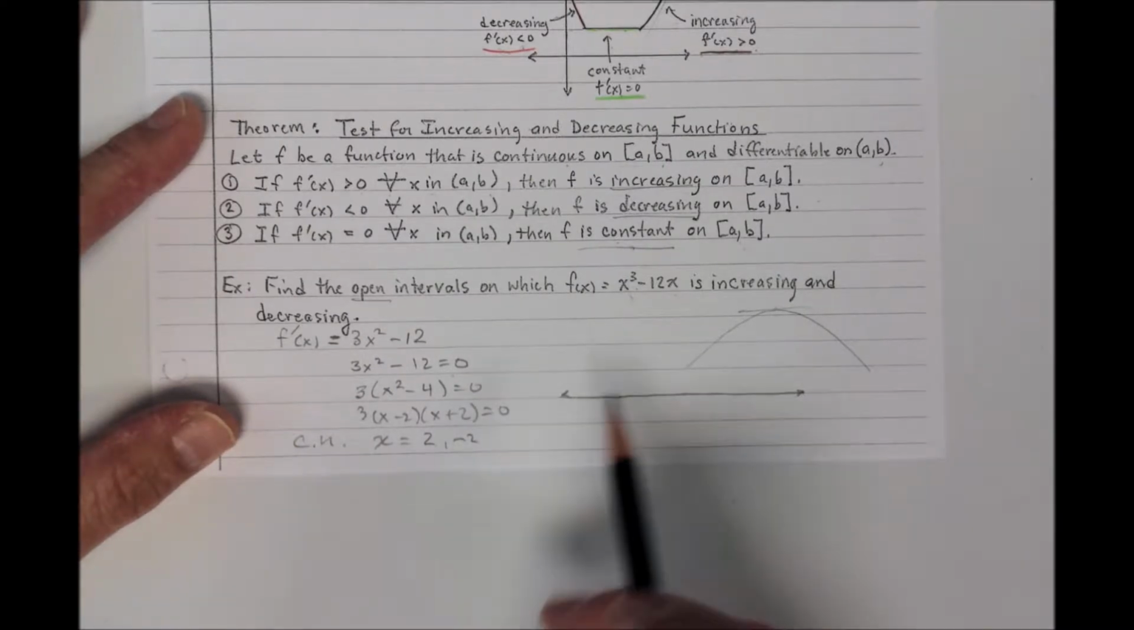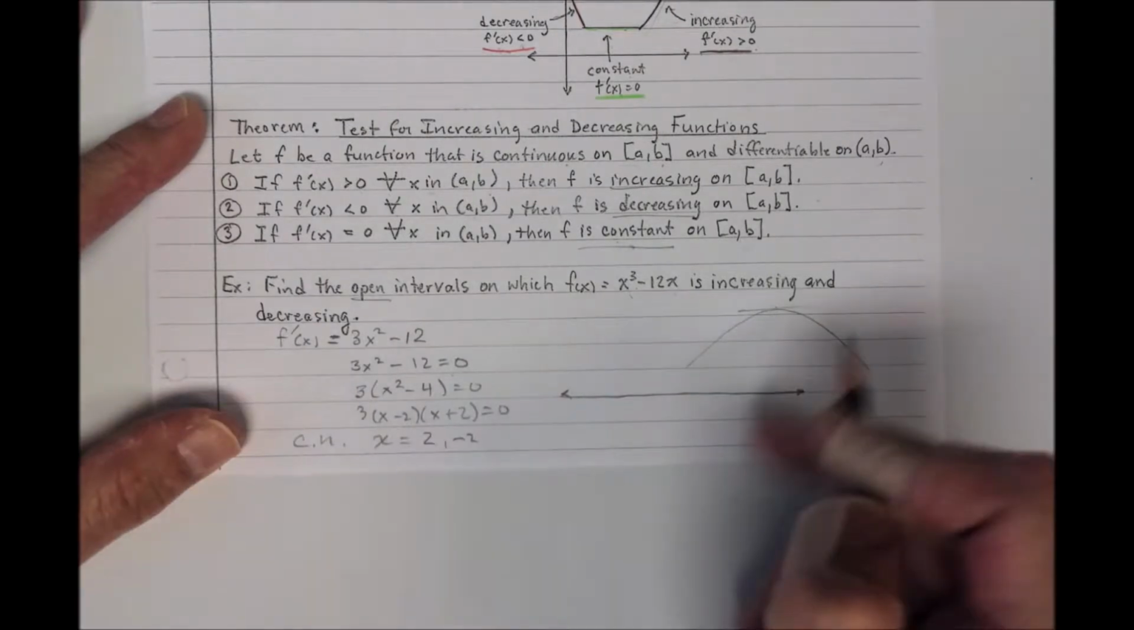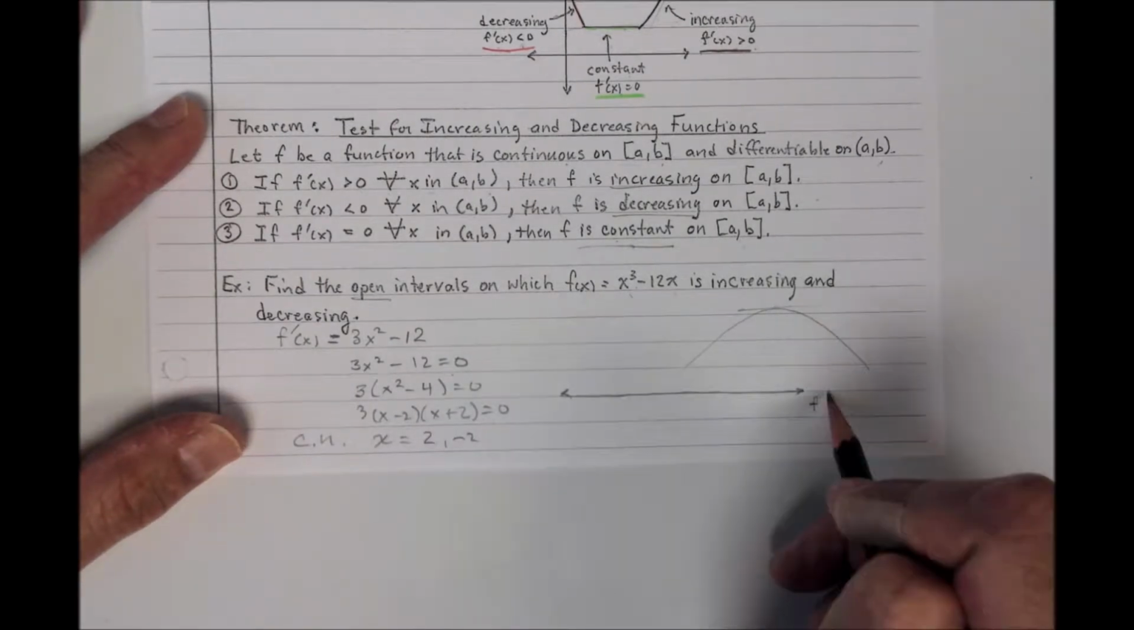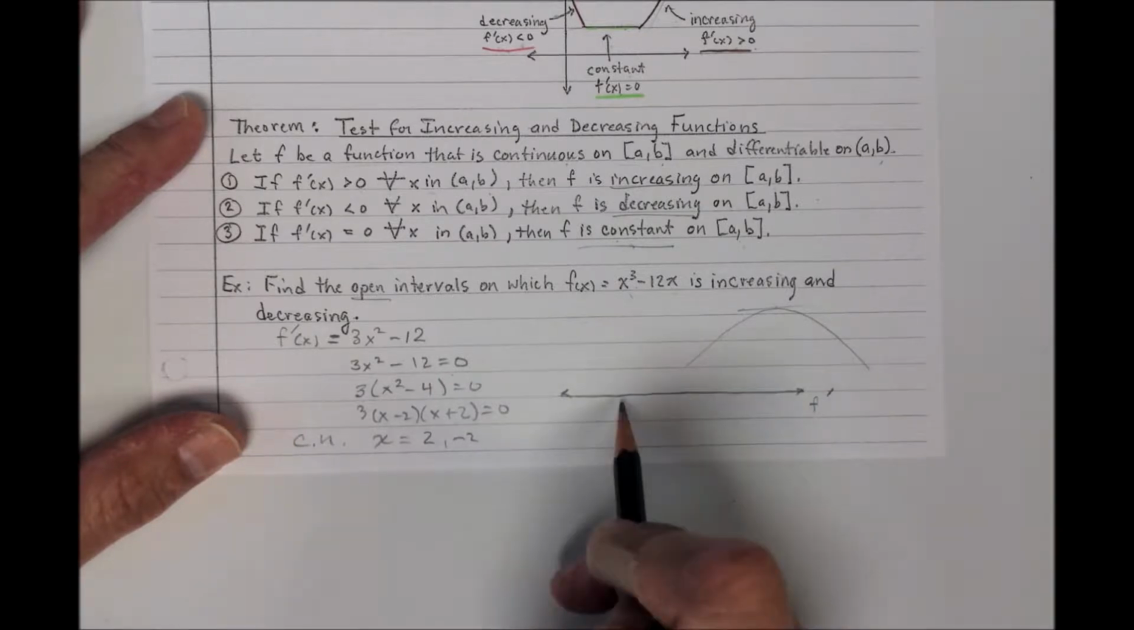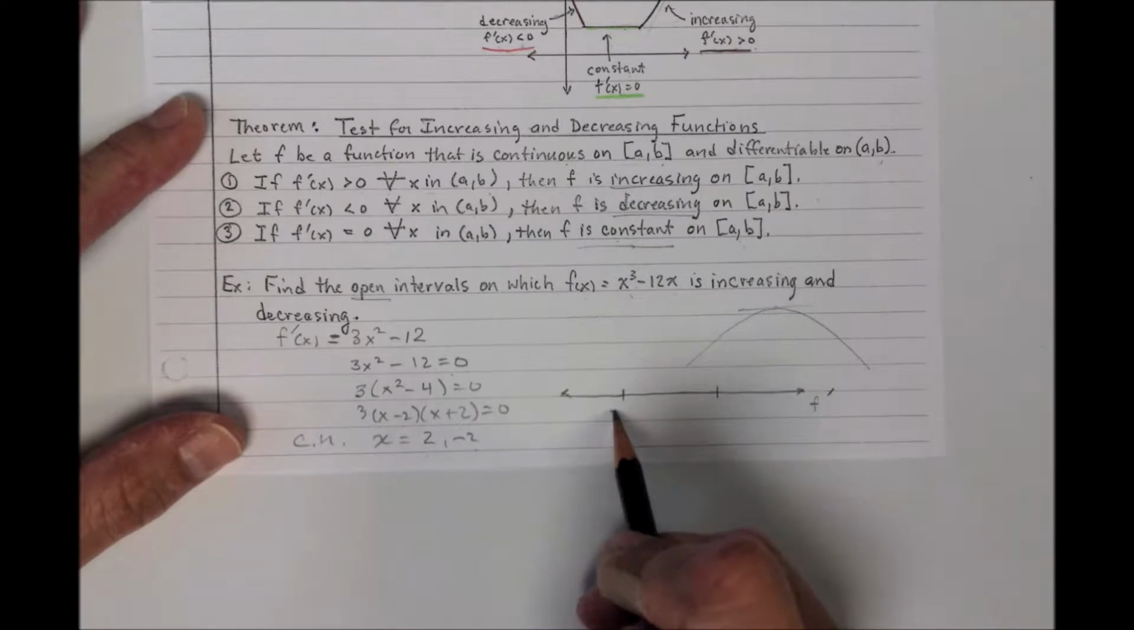And I draw my number line. This is going to be f, for the function f, this is going to be f prime, its derivative. Okay, I'm going to put my two critical numbers down. My two critical numbers are 2 and -2.